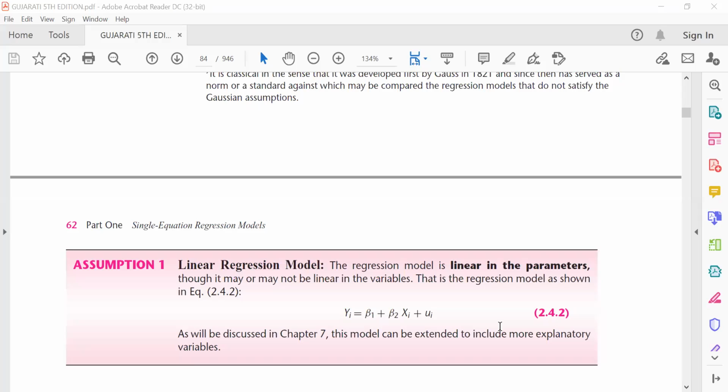So in this equation, beta 1 is linear because beta 1 has the power of 1. Beta 2 also has the power of 1. So beta 1 and beta 2 are linear in parameters. This is the first assumption of the classical linear regression model.